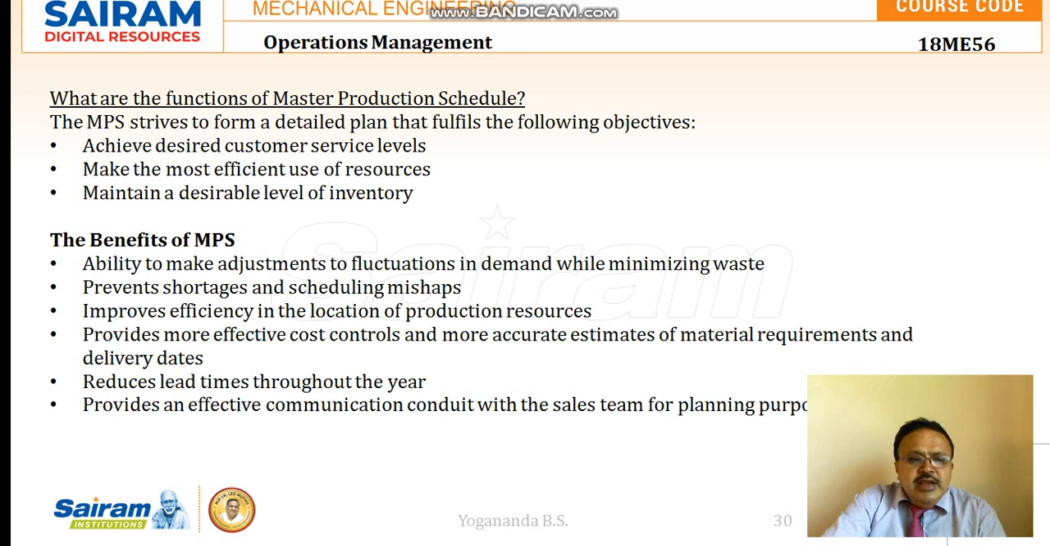The benefits, the advantages of master production schedule, will be like this. We are able to make adjustments to fluctuations in demand so that unnecessary wastage will be avoided. It prevents shortages, and by having a master production schedule we have detailed planning of very minute things. It improves the efficiency in allocating the resources. We have very effective cost controls and more accurate estimates of the requirement of raw materials and the delivery date, so that customers will be served as and when required. It reduces the lead time throughout the year.